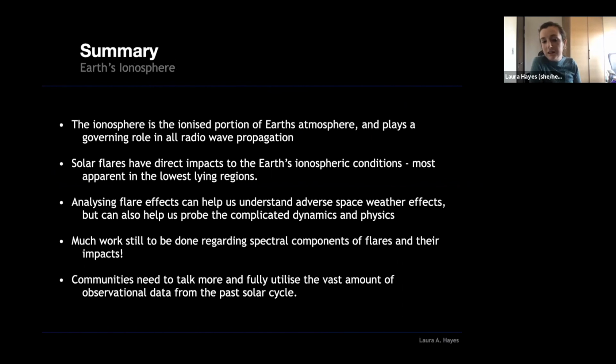You really need to take into consideration the ionosphere. Solar flares have a really significantly direct impact on the ionosphere. This is particularly apparent in the lowest lying regions, particularly the D region. Being able to analyze solar flare effects can really help us understand space weather, and also help us probe down to the complicated physics and dynamics that are occurring in these ionospheric regions.